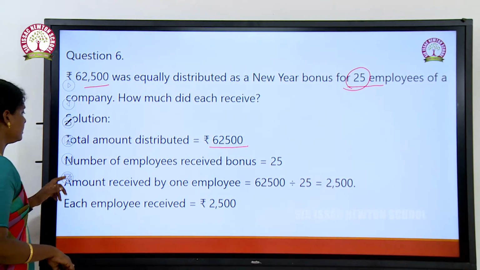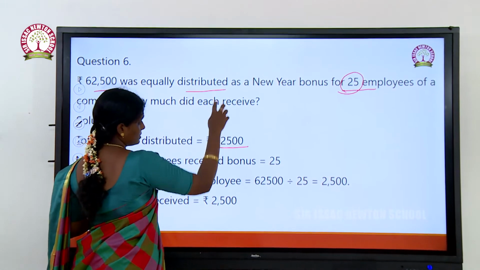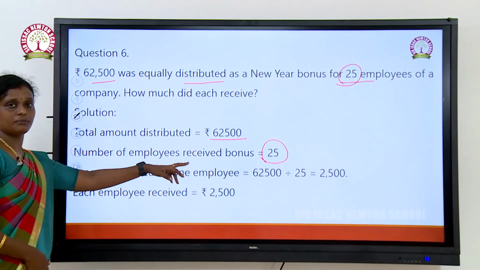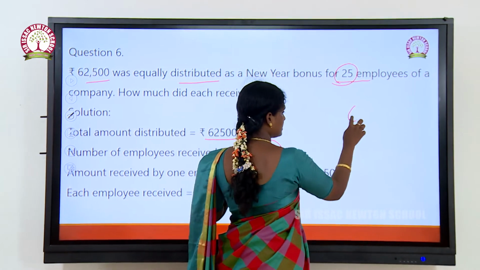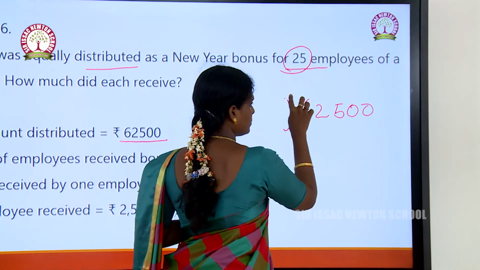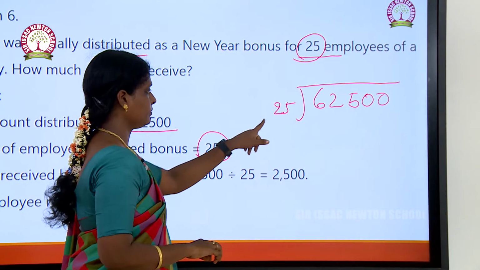See, the total amount distributed among the employees is 62,500, right. Now, we are going to distribute this to 25 people. How many people? 25 people. So that we are going to divide this 62,500 by 25.